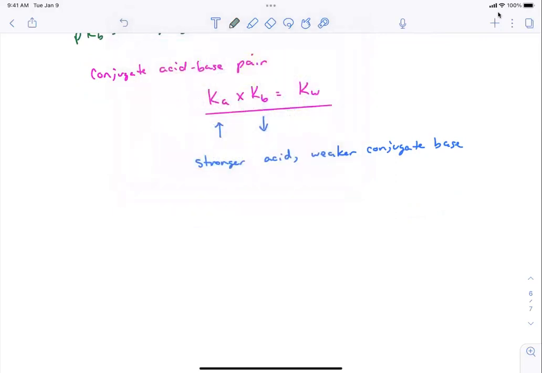Now, one of the things that you need to know is identifying how strong a weak acid or weak base is. So we've already established that the larger the Ka or Kb means stronger, which means it dissociates more.